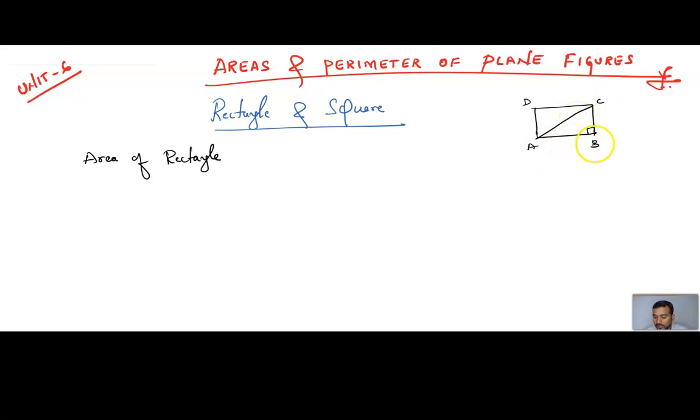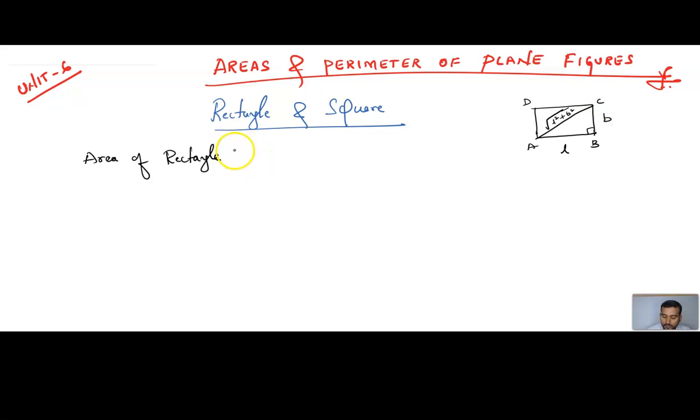Remember the namings AB, BC, CD and DA. Can you see the figure? AB, BC, CD, DA. These are called as sides of the rectangle. And AC is the diagonal. So what is the diagonal? Diagonal here is nothing but root of L square plus B square. L is nothing but the length and B is nothing but the breadth. So, AB is the length and BC is the breadth.